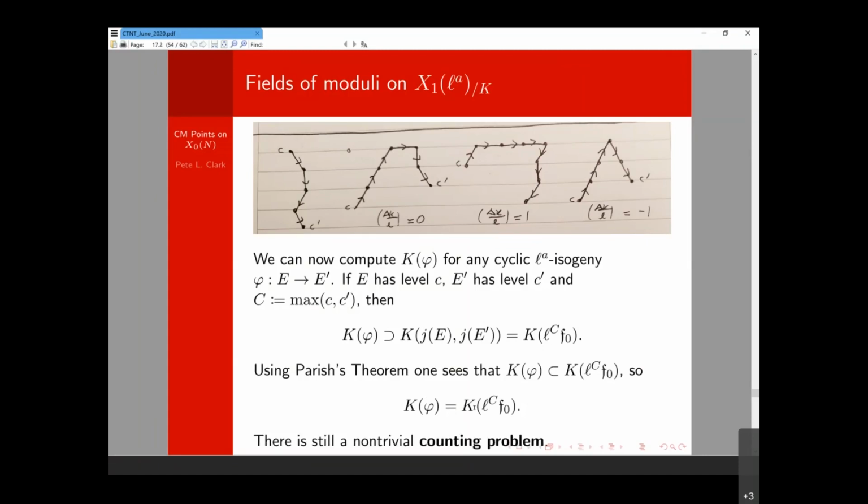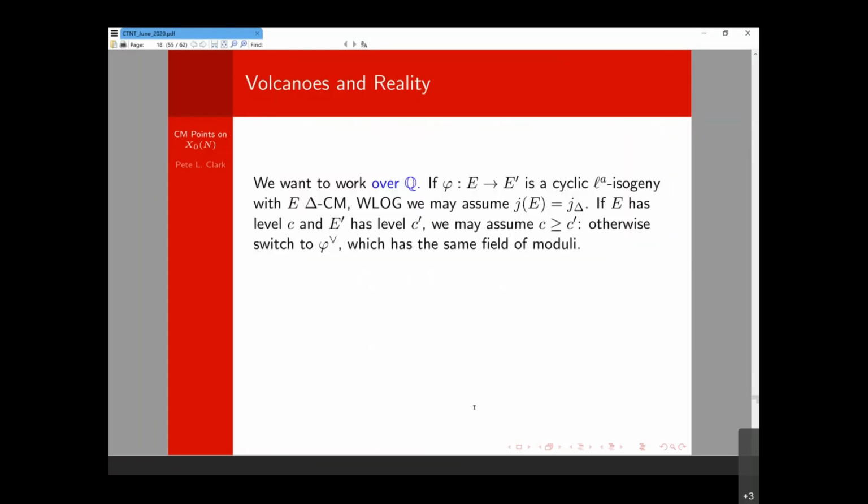Okay, so this is still a non-trivial counting problem to count all these things, but you can do it. Now we want to work over Q. Because of the Galois symmetry, the class group is acting transitively on all the vertices in the isogeny volcano of a fixed level. So you may as well assume that your source J invariant is your favorite J invariant, little j of delta. You cannot assume that your target J invariant is your favorite J invariant, but you can assume that your source J invariant is.